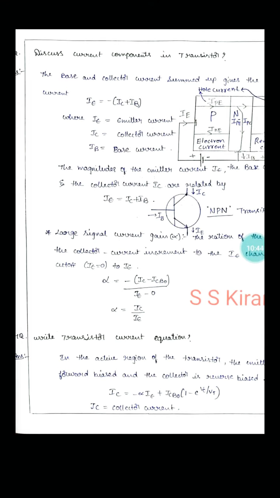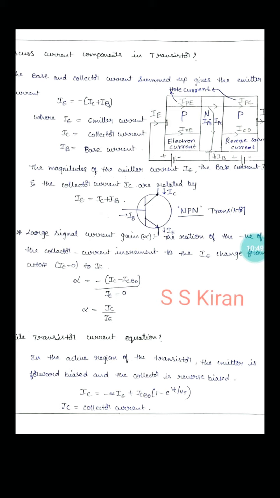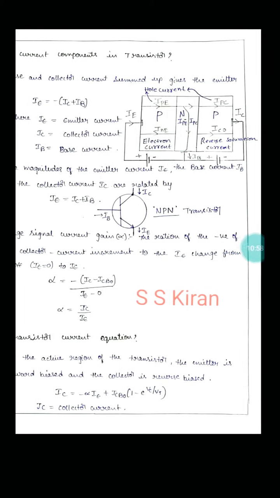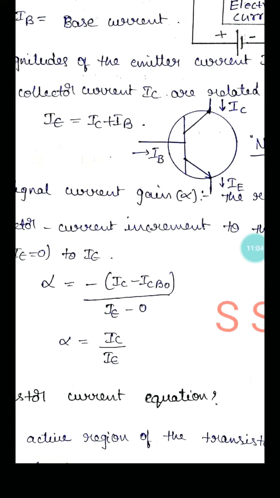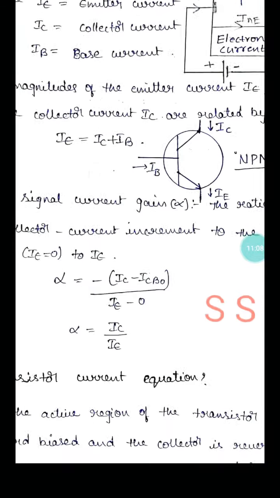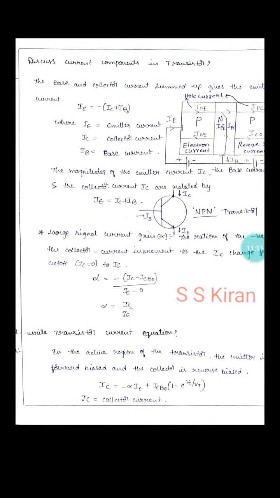In these current components, you may discuss alpha also. Alpha is a current amplification factor or large signal current gain. Very simple: the ratio of the negative of the collector current increment, nothing but ICBO, to IE, that is alpha. Alpha is equal to IC by IE. You can expect this in common base configuration. That is called alpha.